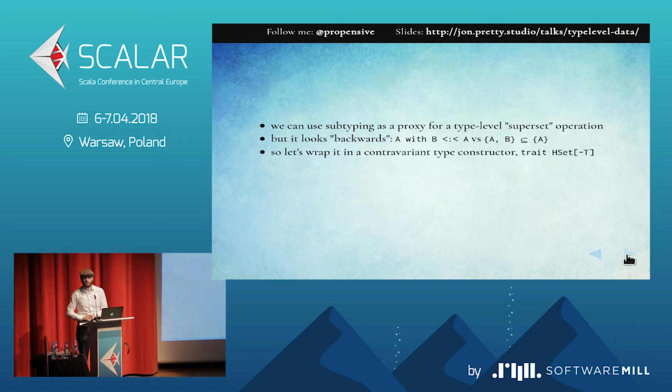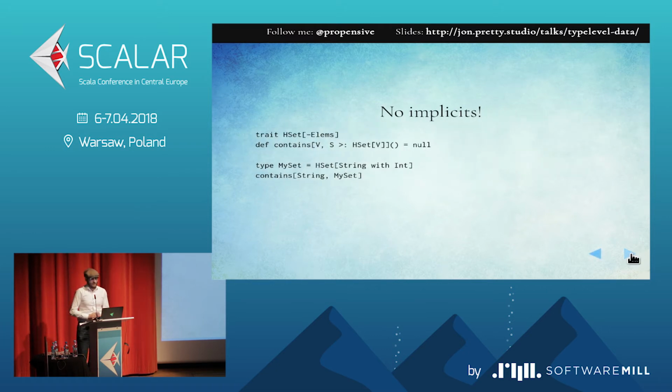So there's a solution, which is just to wrap it all in a contravariant type constructor. That minus there makes this contravariant, and it reverses the polarity of subtyping. So that's exactly what we want to do. So now HSet of A is a subtype of HSet of A with B. And that looks, I think, more natural. And we can do this without using any implicits now.